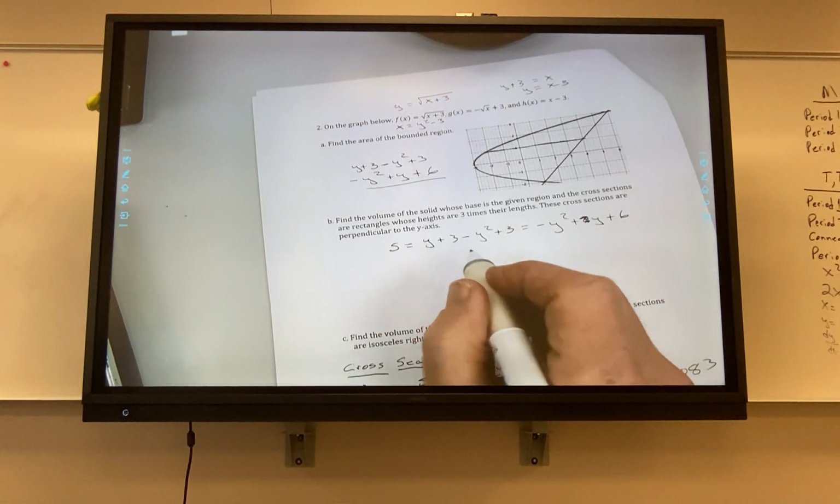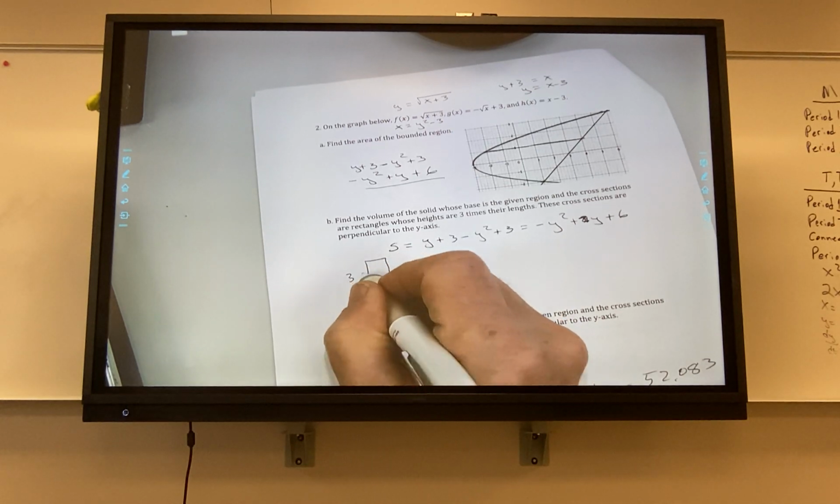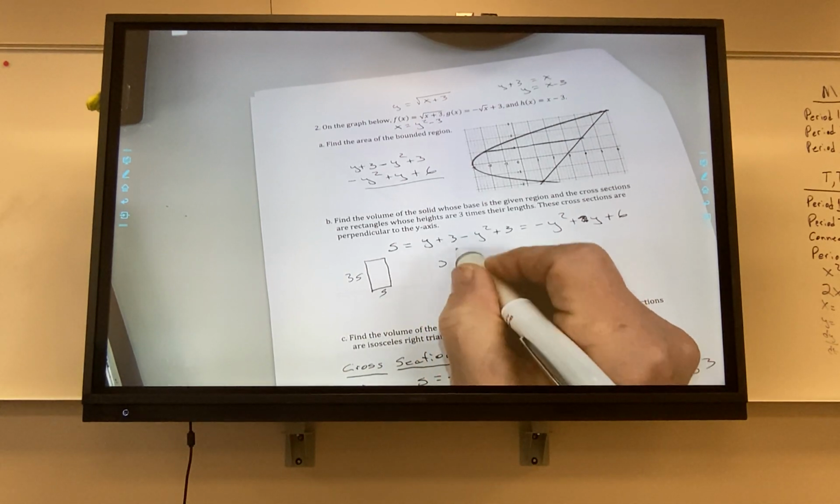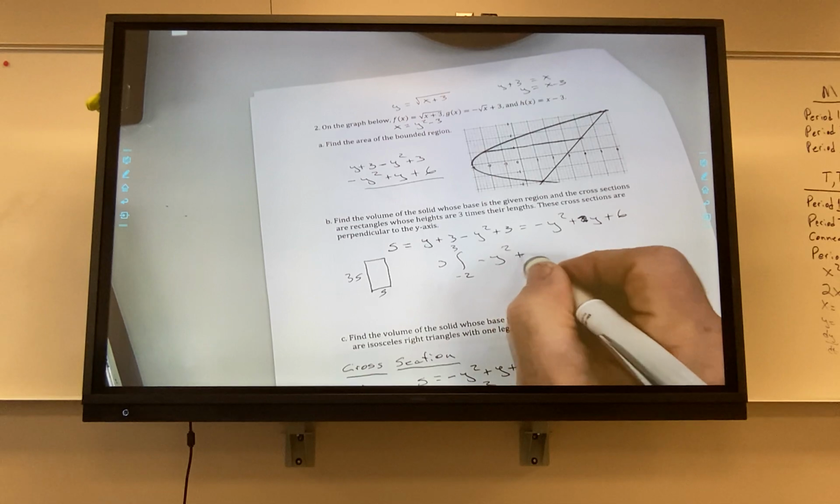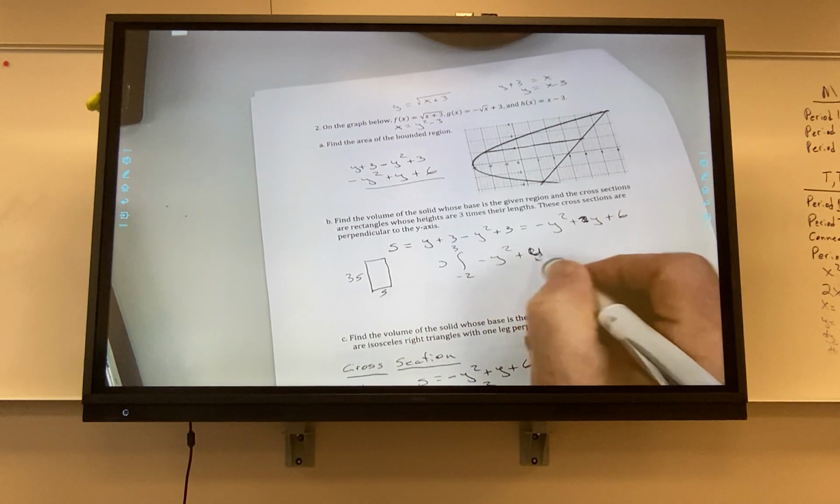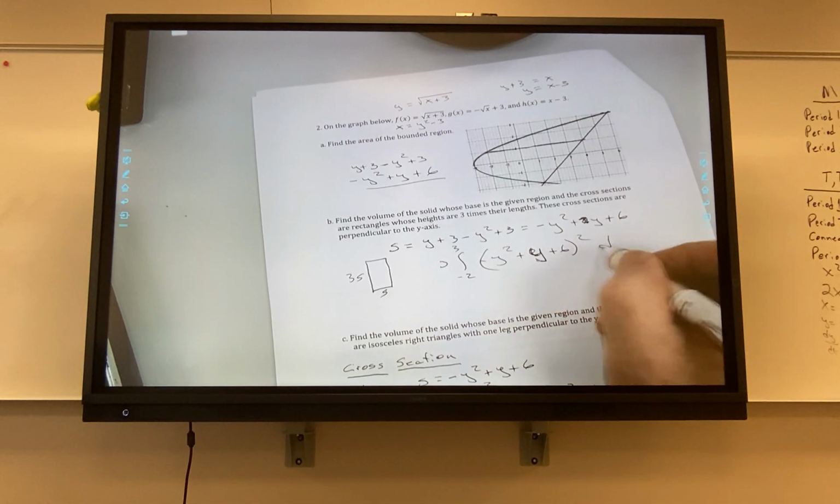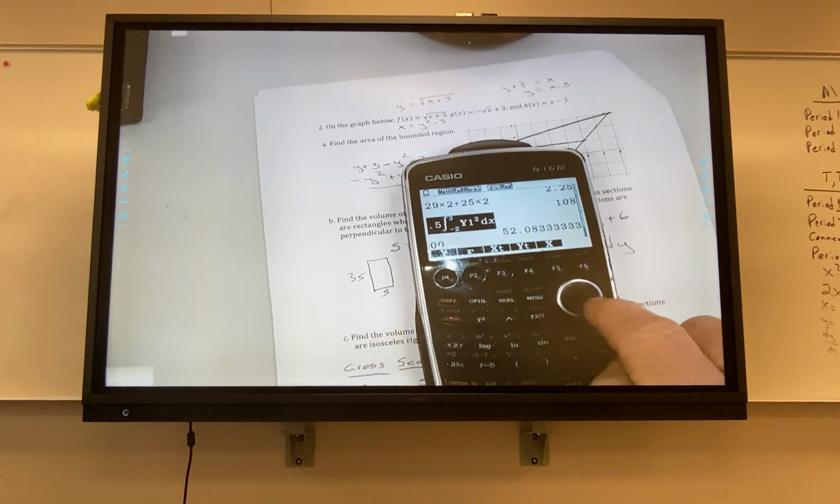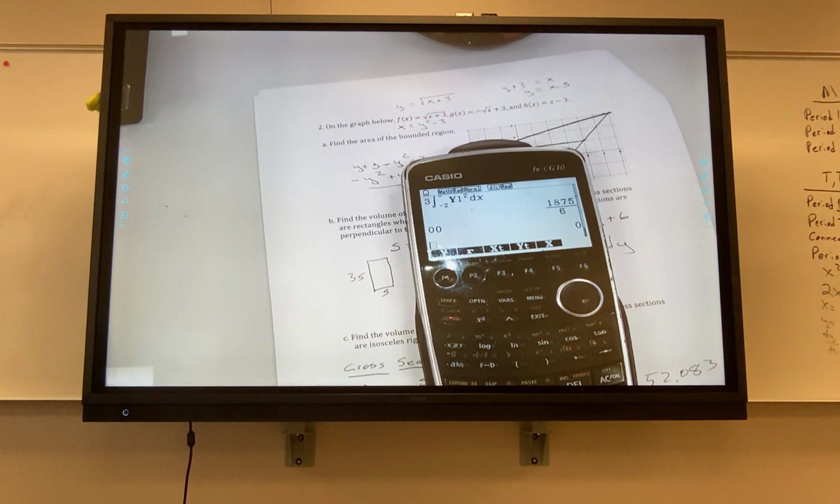Okay, and then we had a rectangle, it was 3s this way and s this way. So then it's going to be 3 times the integral from negative 2 to 3 of a negative y squared plus y plus 6, that quantity squared, dy. Okay? So now I can come back to this and get rid of that 0.5 and put a 3 there. And I get 1,875 divided by 6, which was 312.5.